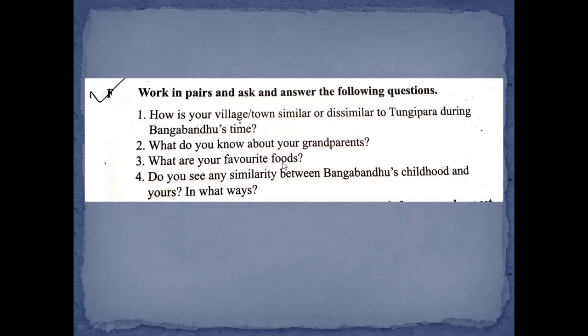Next, what are your favorite foods? You can write, my favorite foods are pulao, chicken roast, korma, and Chinese vegetable, which are made by my mother. Then the last one, do you see any similarity between Bangabandhu's childhood and yours? In what ways? If you find any similarities between Bangabandhu's childhood and yours, you have to write it in your own way. I am not giving the answer to this question. You have to write it on your own.